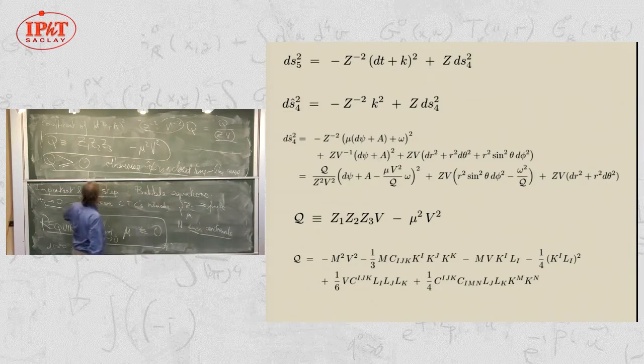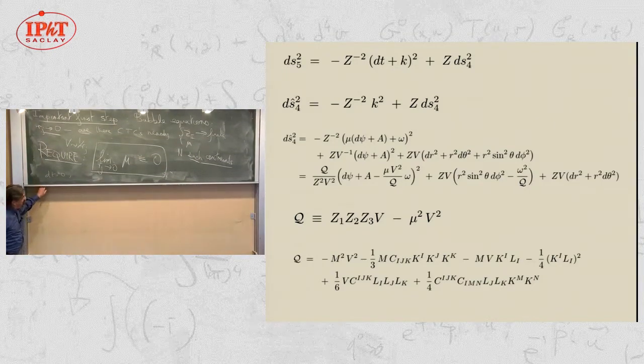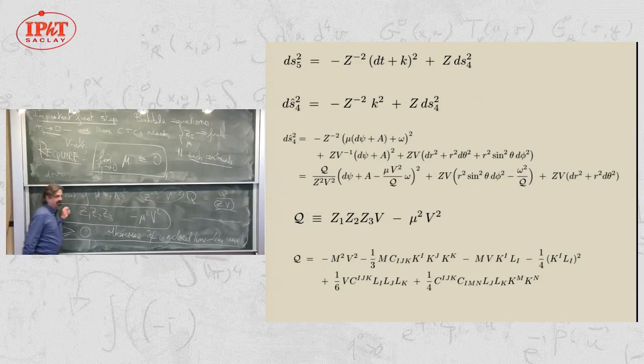So in other words, Q must be positive everywhere, but you can do the very first obvious test. You look at the points where the Gibbons-Hawking points are, where V is blowing up, and you see immediately there's a problem. Unless you impose this condition, there will be closed time-like curves coming from this, or coming from this going negative. Okay, so now what I want to do is tell you what those equations look like.